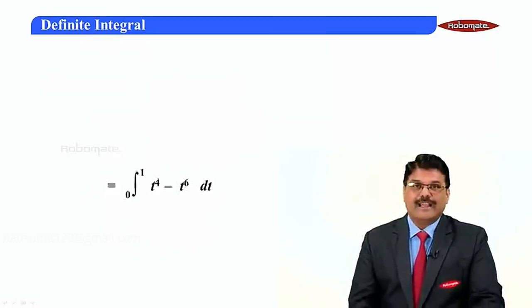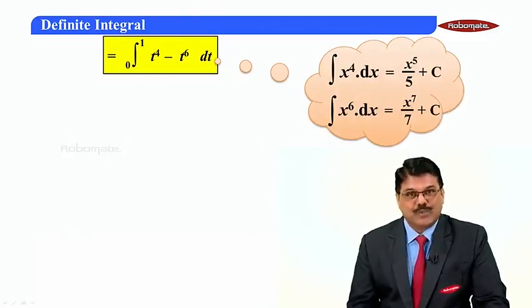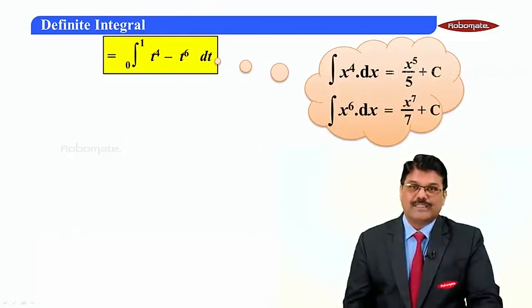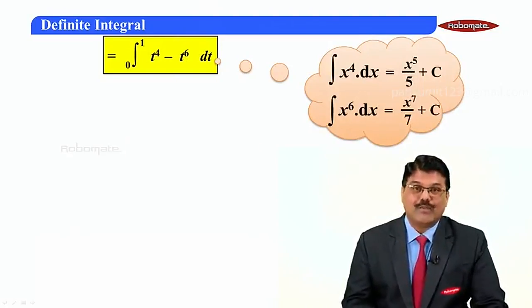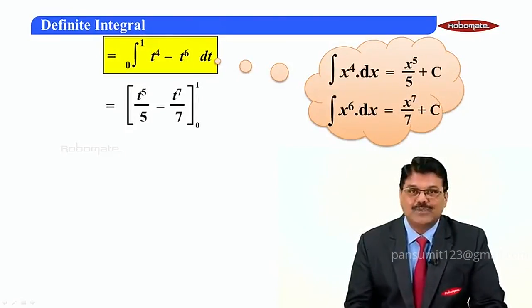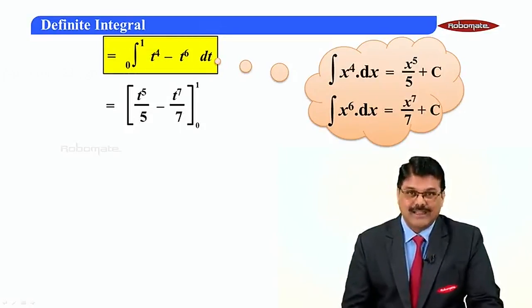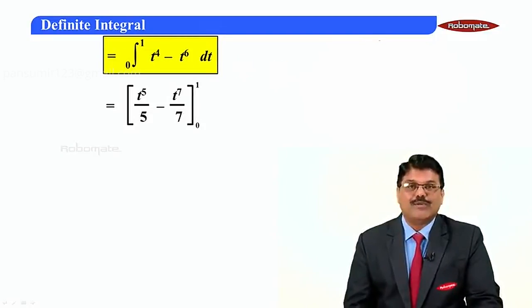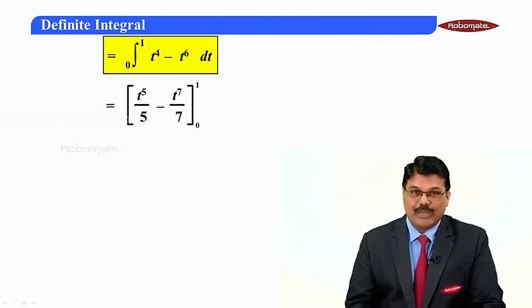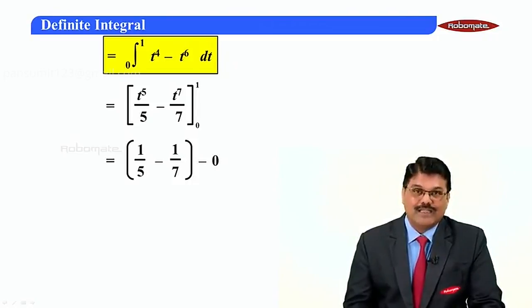Now, integrate that. You know the integration of x raised to 4, that is x raised to 5 upon 5. Whereas integration of x raised to 6 is x raised to 7 upon 7. So, it becomes t raised to 5 upon 5 minus t raised to 7 upon 7 goes from 0 to 1. Right? Now, by fundamental principle, once again, substitute the upper limit and lower limit. So, after substituting the upper limit, that is 1, it will become 1 by 5 minus 1 by 7. Whereas, the lower limit is 0, so the entire bracket becomes 0.